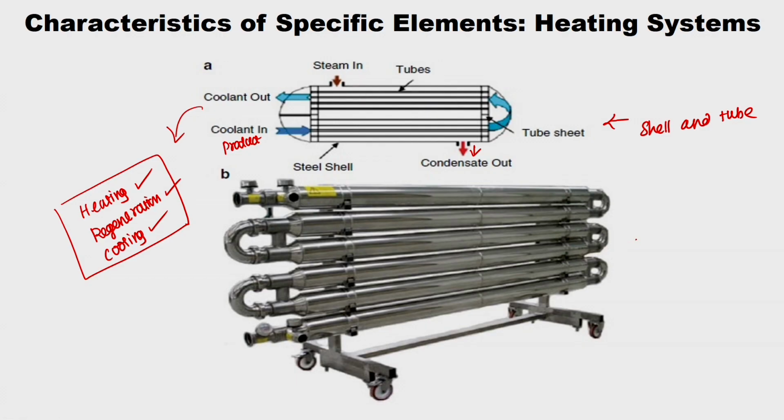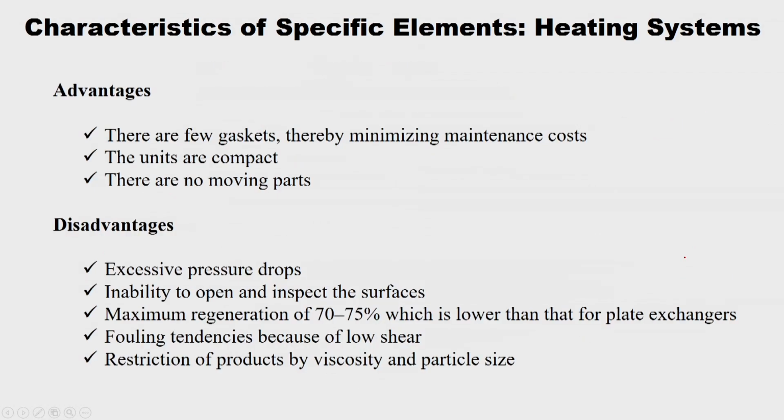And this is a double pipe heat exchanger. A double pipe heat exchanger is nothing but concentric tubes, through which your product is fed, and your steam is employed in the concentric outer tube. So advantages wise, there are few gasket problems. Whatever the disadvantages in the plate type heat exchanger, those are all advantages for this. The units are compact, there are no moving parts, and there are excessive pressure drops because you have more and more tubes. Inability to open and inspect the surface.